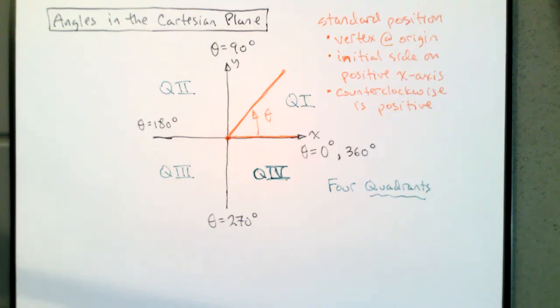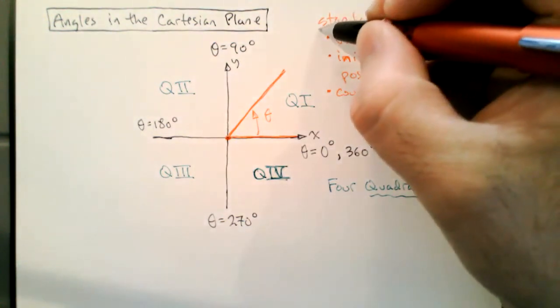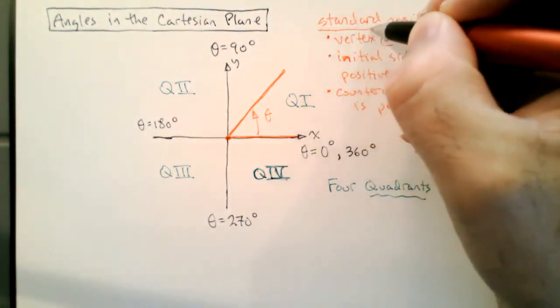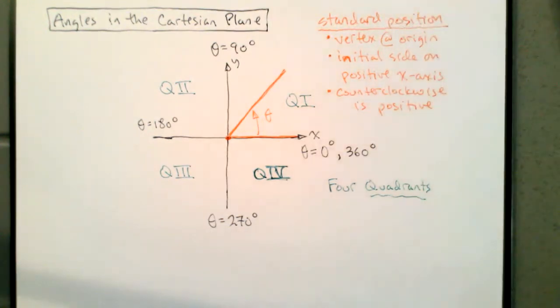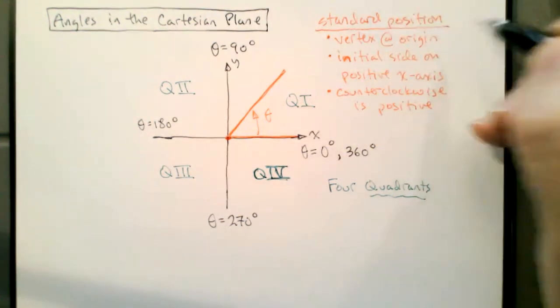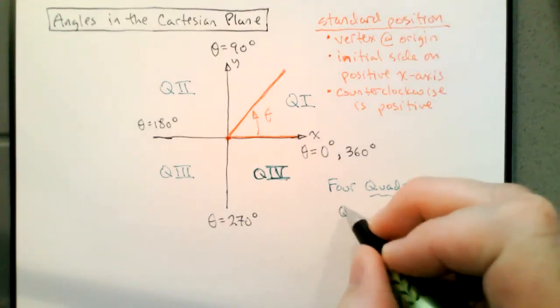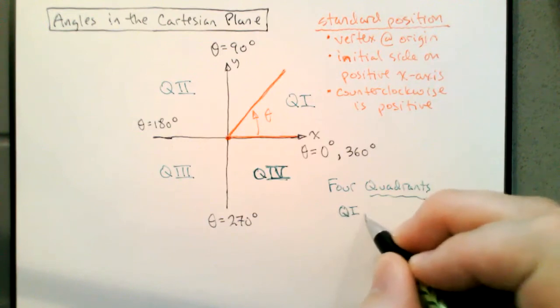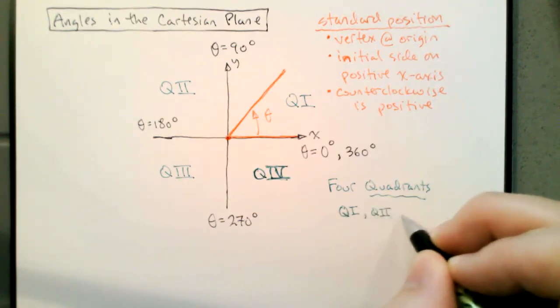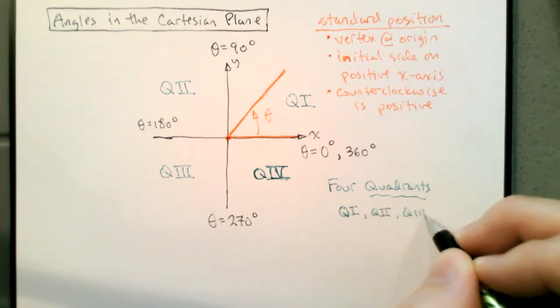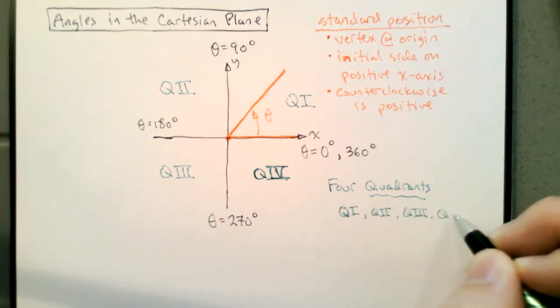We're going to take these angles and put them in the Cartesian plane. We have to know what standard position is, so we can all agree to draw them the same way. We have to talk about the 4 quadrants, which we abbreviate Q1, Q2, Q3, and Q4.